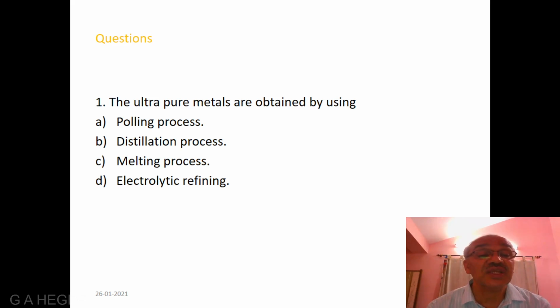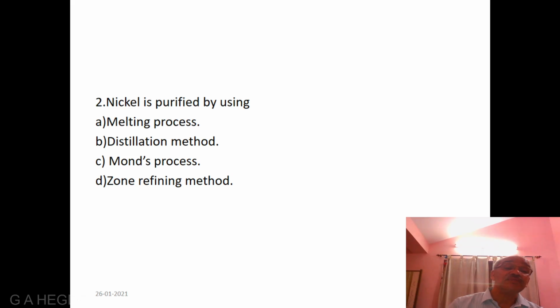The first question is, the ultra pure metals are obtained by using. The answer is D, electrolytic refining. The second one, nickel is purified by using. The correct answer is C, Mond's process.